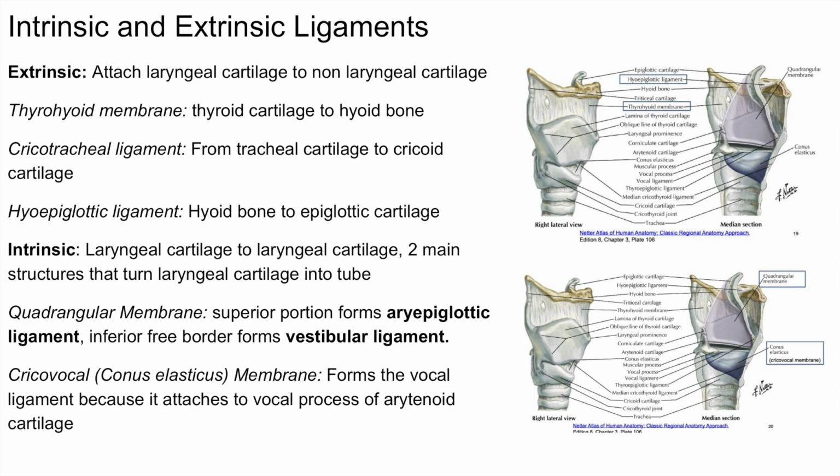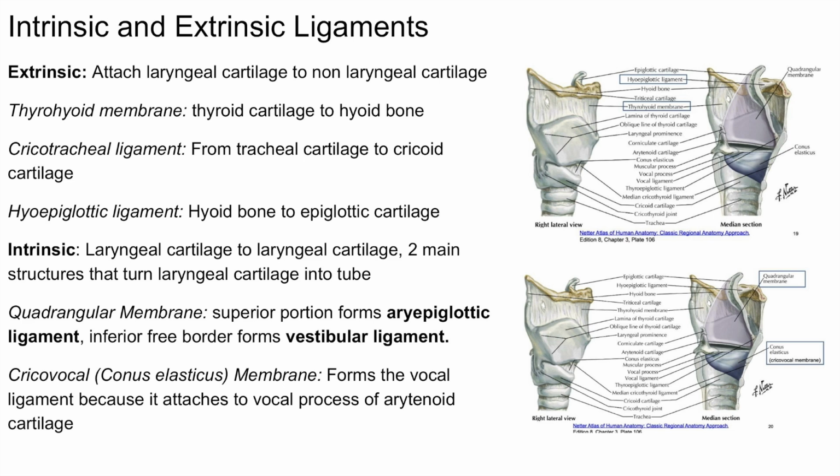The intrinsic membranes are where things start to get a little bit more interesting because they connect those laryngeal cartilages to each other and actually define the internal architecture of the airway. There are two big players here, and they are essentially creating the upper and lower boundaries of the laryngeal tube. The first is your quadrangular membrane, which spans from the epiglottis to the arytenoids. It's the superior edge of the aryepiglottic fold, which outlines the laryngeal inlet. Its inferior free edges form the vestibular ligament, which underlies the false vocal cords.